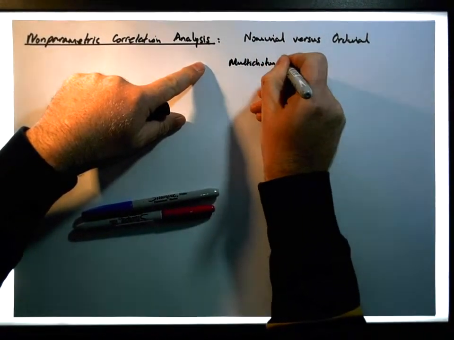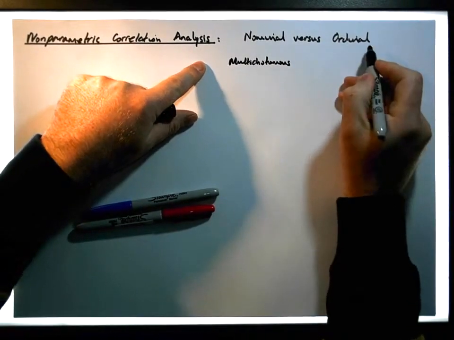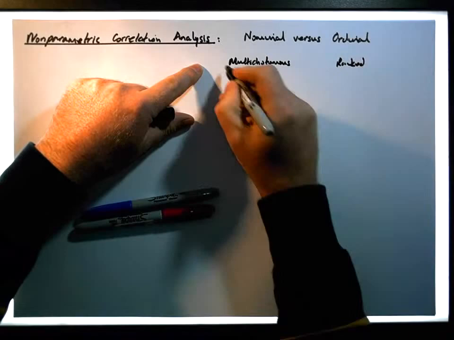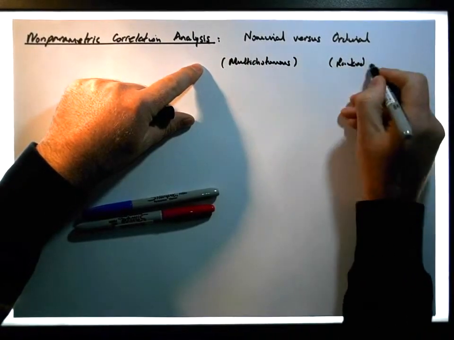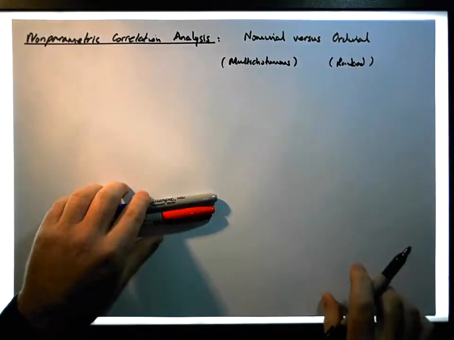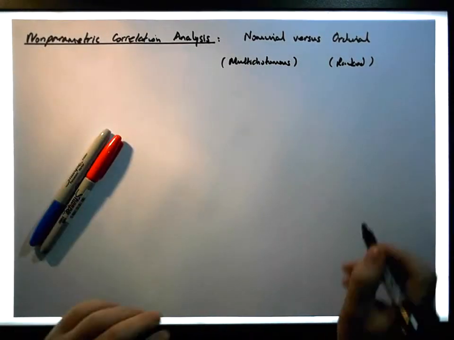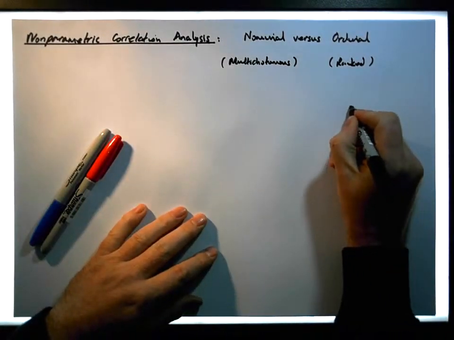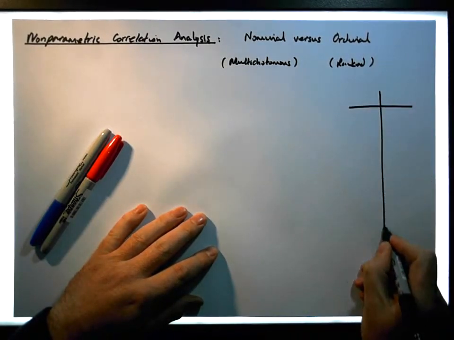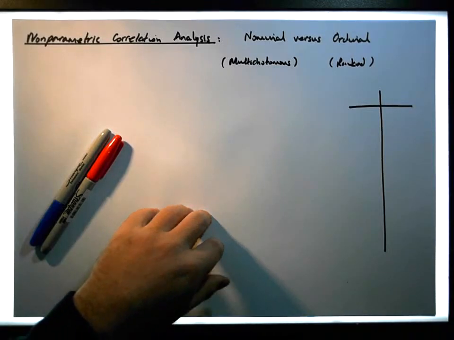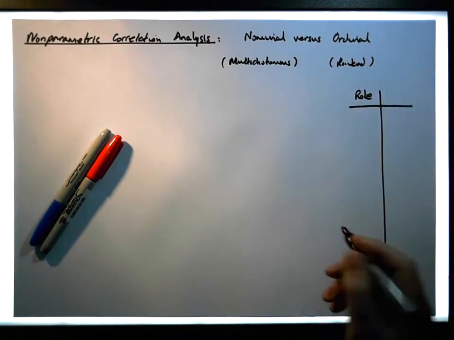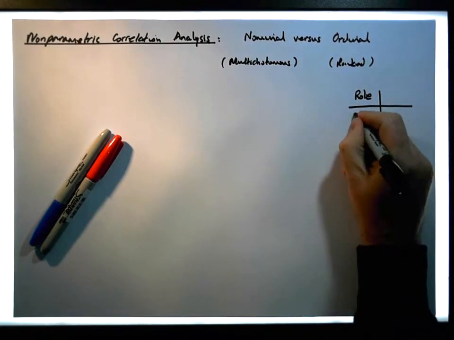And this ordinal variable is a ranked variable. So we have two variables, a multichotomous and a ranked ordinal variable. Maybe I'll just give you an example of what that data and those variables might look like. Let's say within a very large organization, we've kept track of individuals' roles. So for example, they might be an executive.